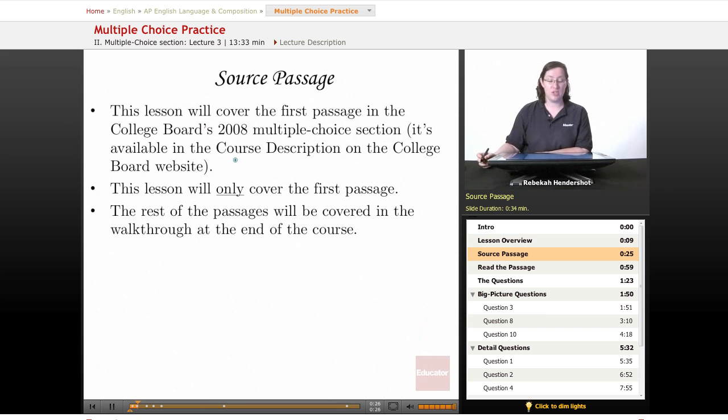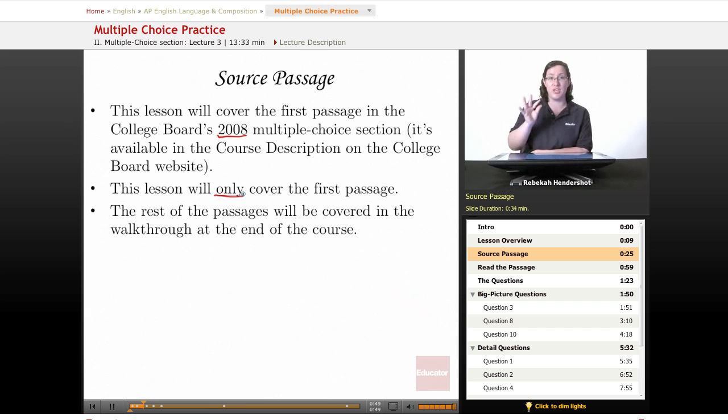Now, the source passage for this lesson is the first passage in the College Board's 2008 multiple choice section. It's available in the course description for this course on the College Board website. You'll find a link down in the quick notes. So if you can pull that up, you'll be able to see the passage that we'll be talking about and all of the questions.